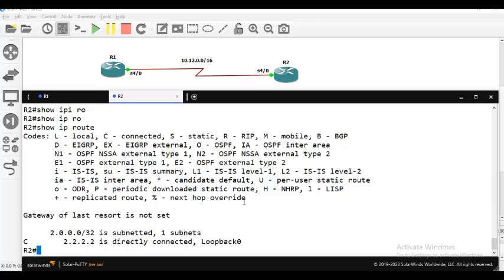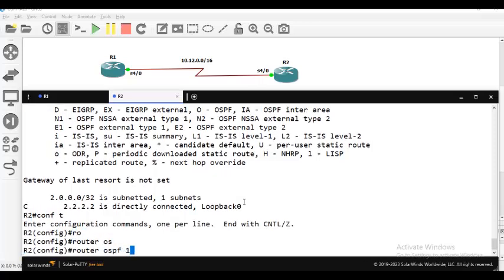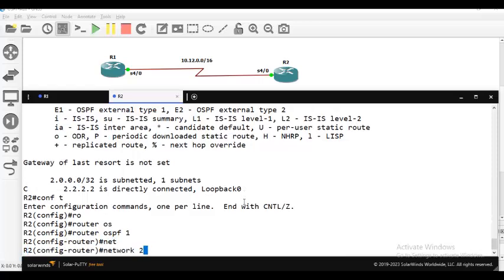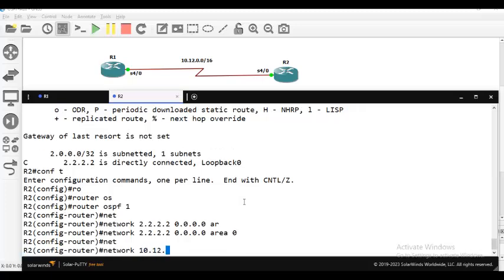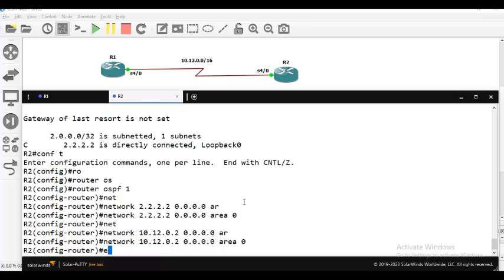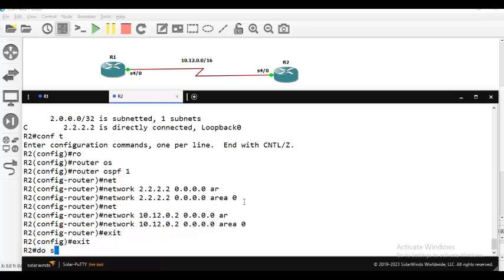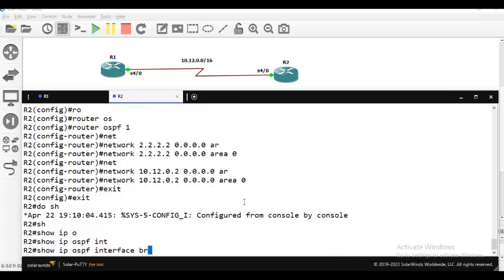Okay, OSPF. Router OSPF 1. Network 2.2.2.2. Network. I'm masking it completely. Do show, sorry, show IP OSPF interface brief. You can see two interfaces running OSPF.